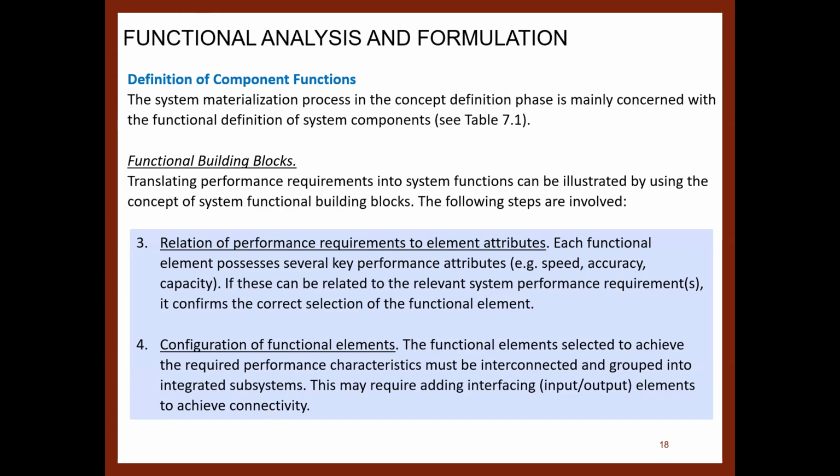Number 3 is the relation of performance requirements to element attributes. Each functional element possesses several key performance attributes like speed, accuracy, capacity. If these can be related to the relevant system performance requirements, it confirms the correct selection of the functional element. Okay, so that's what we're trying to do, connect this with what the functional element is trying to do.